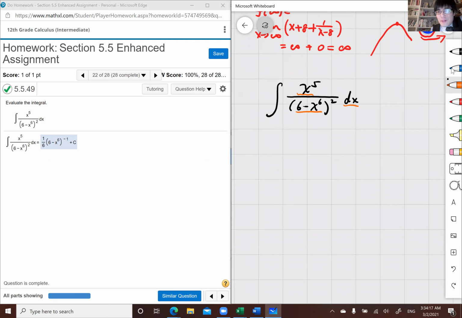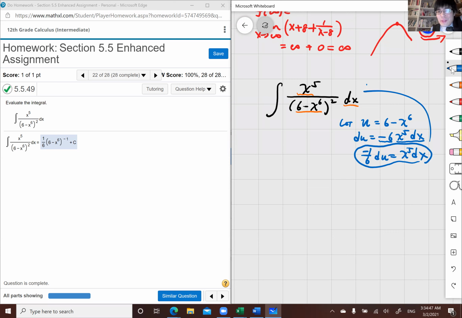How convenient. So the obvious choice of u is, let u equal 6 minus x to the 6. Then du is minus 6 x to the power 5 dx. We don't like this one much, but we are very happy with this part, and this is just a constant multiple, so you can just rewrite it in this way. So that's something very useful to here.